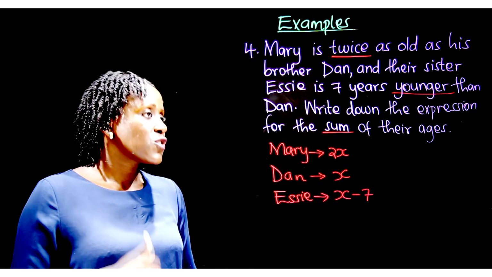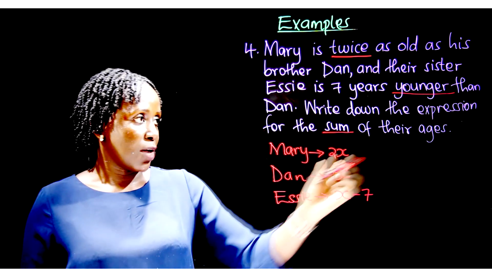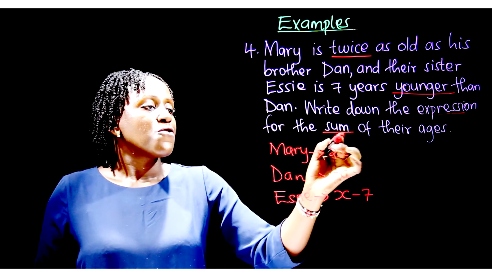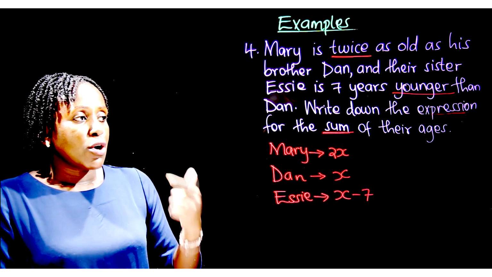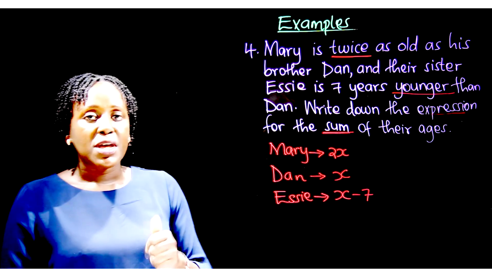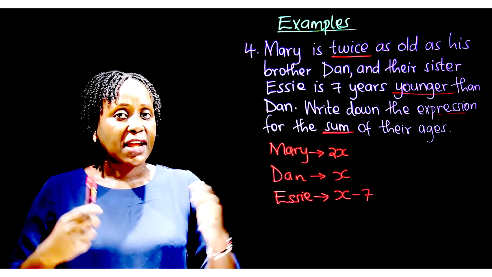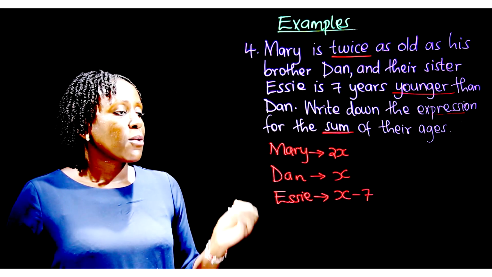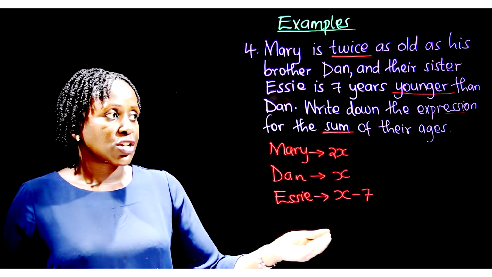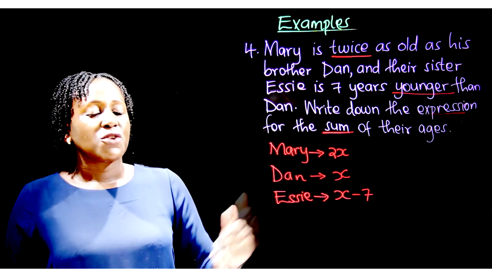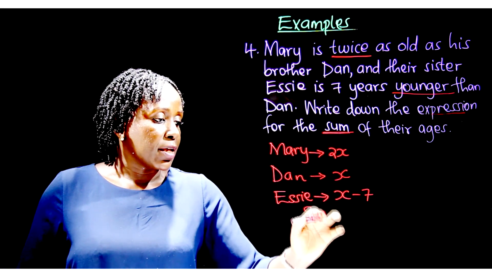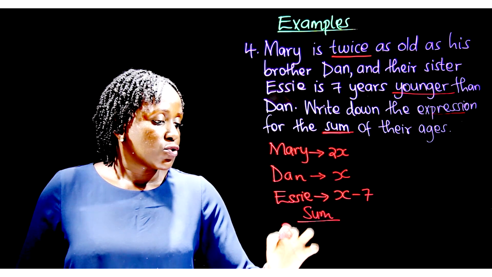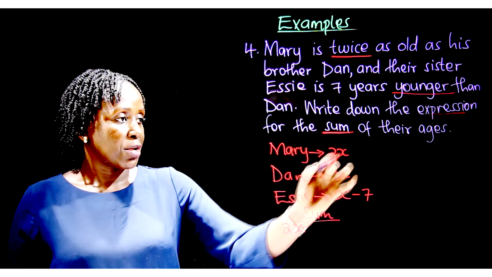Now, the question requires us to write down the expression for the sum of their ages. So how do you obtain sum? Sum is what you obtain after adding values. So now we are going to add the 3 expressions to come up with the expression for the sum of their ages. So now the sum will be, we have 2x, that is the age for Mary.